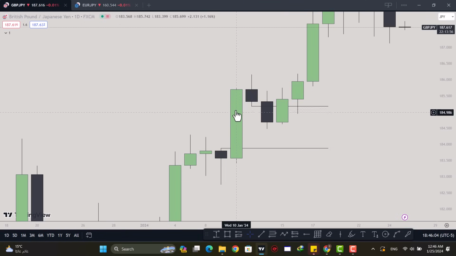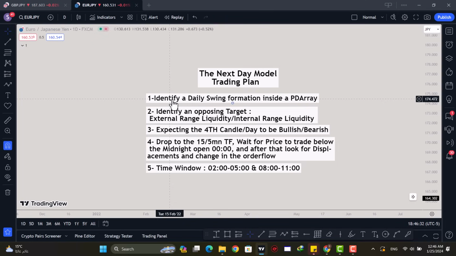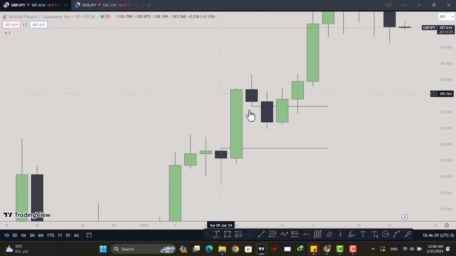So this candle right here, forget about this one. This candle expanded higher. We have only buys right here. So this is buy side imbalance, sell side inefficiency. All right, so we have a gap right here. We have an inefficiency, and this swing happened inside that inefficiency of orders. So the first step is check. We have a daily swing formation inside the PD array. In our case, it is a fair value gap.